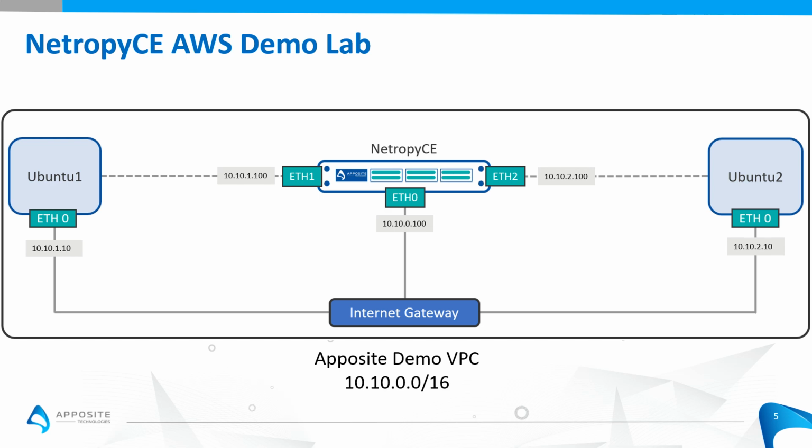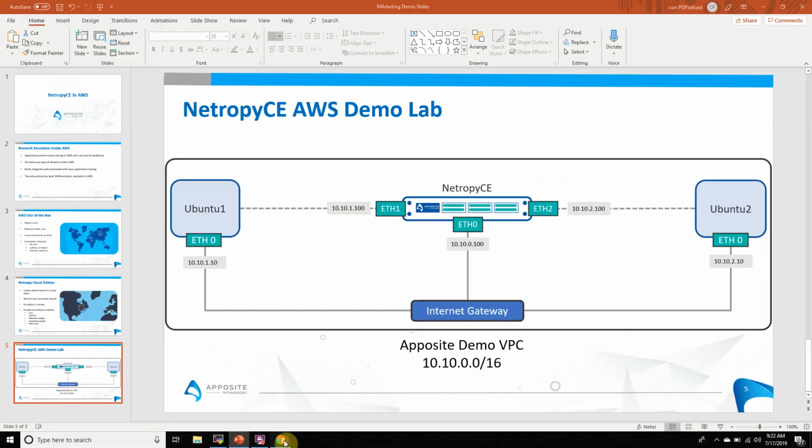So I have the NetropyCE deployed in the US West region. I have three instances. I have the NetropyCE, and I have an Ubuntu 1 instance and Ubuntu 2 instance, and they're all running in the same region on the same virtual private cloud. I have configured Ubuntu 1 to route through the NetropyCE to Ubuntu 2 to do my testing. So let's go ahead and jump in.